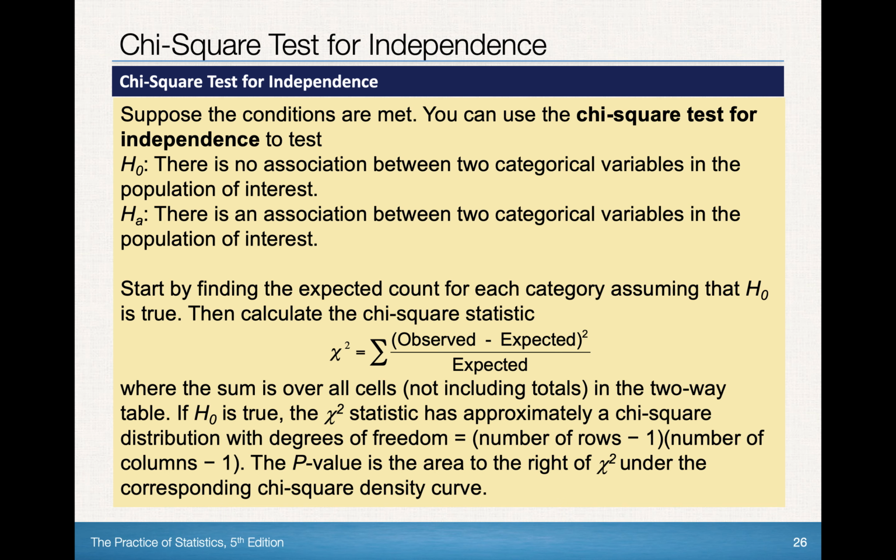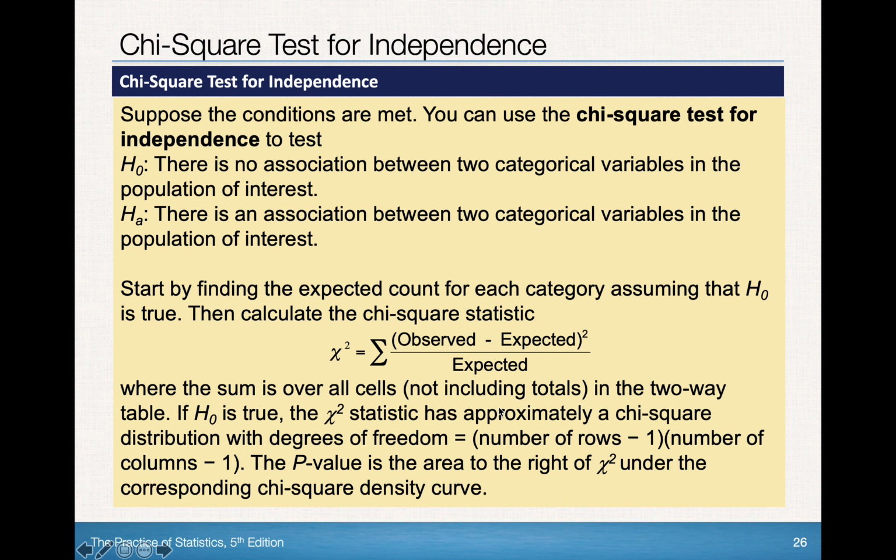The hypotheses, like I said, are the only thing that's different when we're doing a chi-squared test for independence or association. Our null hypothesis is that there is no association between the two variables, because now we're looking at two variables in one population. Whereas before, we had one variable in two or three populations. Now it's one population, multiple variables. Our alternative hypothesis is that there is an association between the two variables.